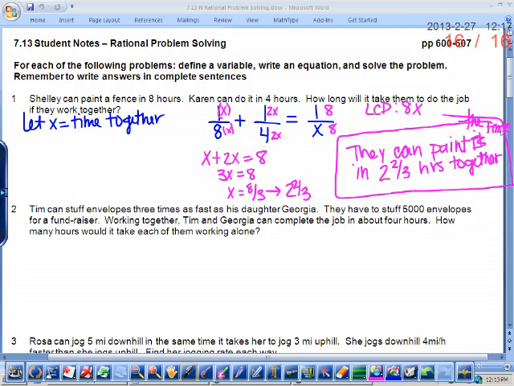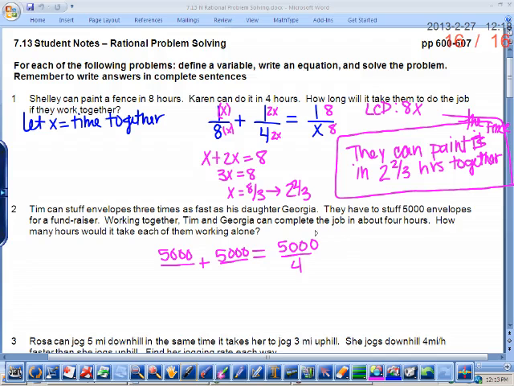So we set one person plus the other person equals the time together. So we know we're going to have 5,000 over 4 on one side of our equal sign, because it takes them together 4 hours to stuff the 5,000. So we've got to figure out what variables we're going to use to represent the other ones.